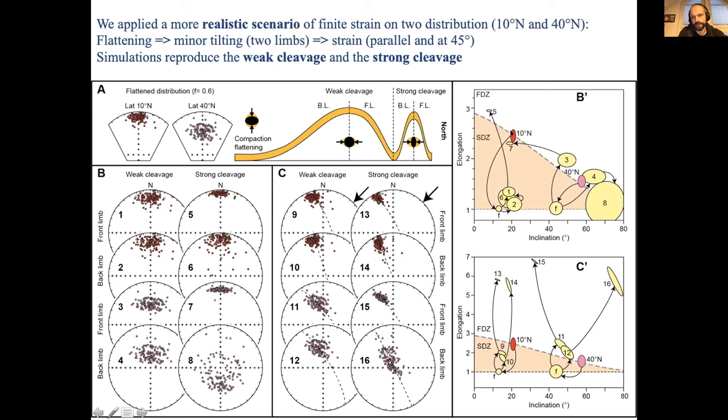The red and the pink ellipses are the original distribution. They lie on the expected. We cannot go through all the diagrams, unfortunately, but basically this is the weak cleavage state, the strong cleavage state, the front limb, and the back limb. And they all create different situations. But we could say that when we apply strong deformation, they generally jump over to a situation that is not possible to correct anymore.